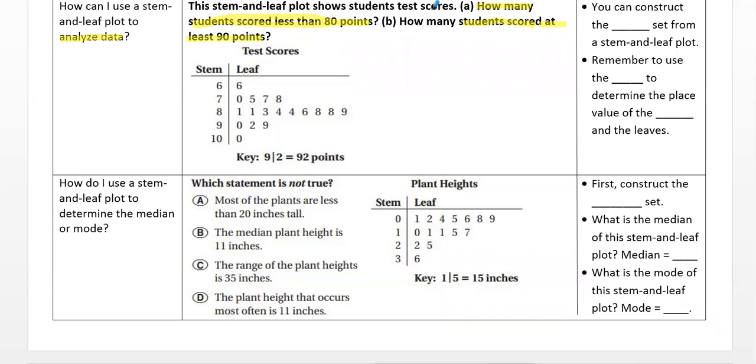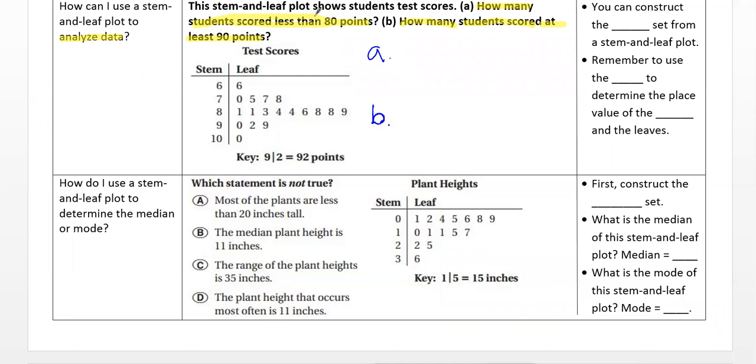Remember with questions, try to imagine what the answer would sound like or look like. If it's how many students, it should be a number of students, right? So first thing, I'm going to organize my responses here for part A and part B.